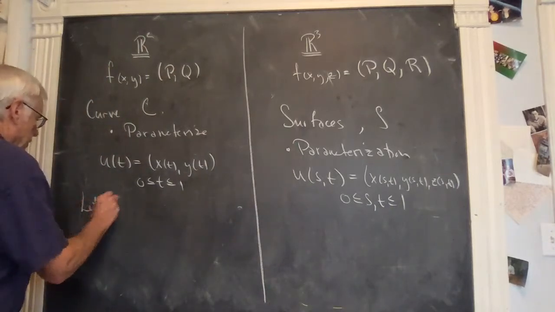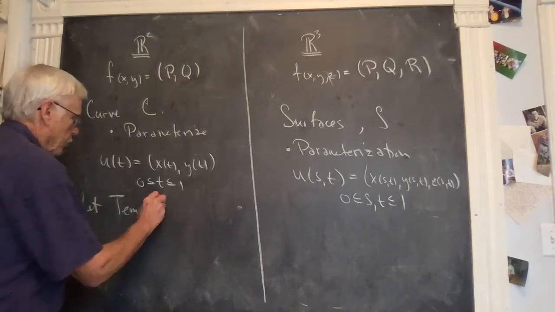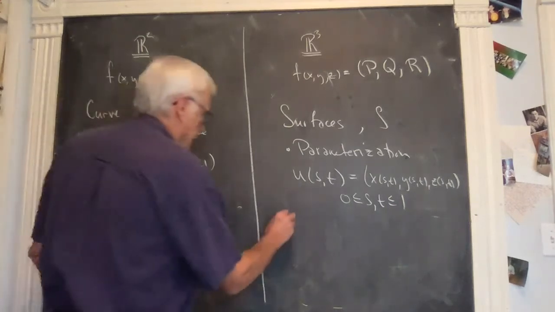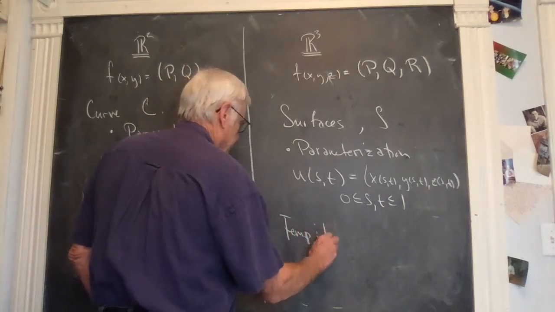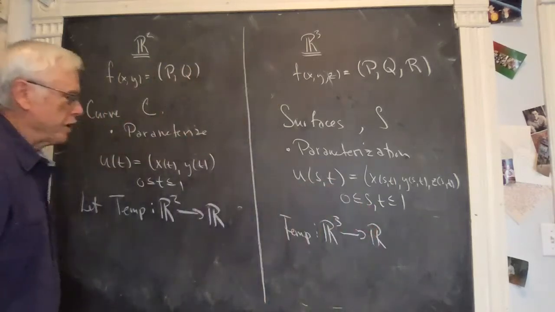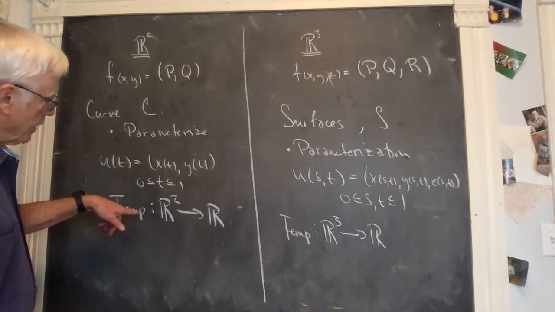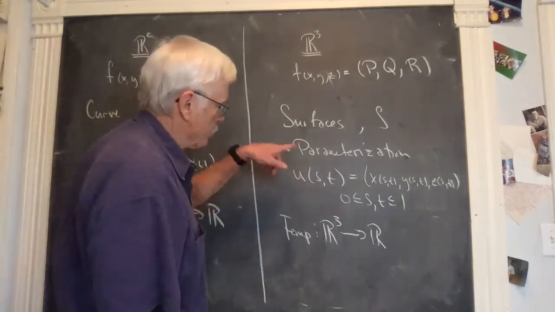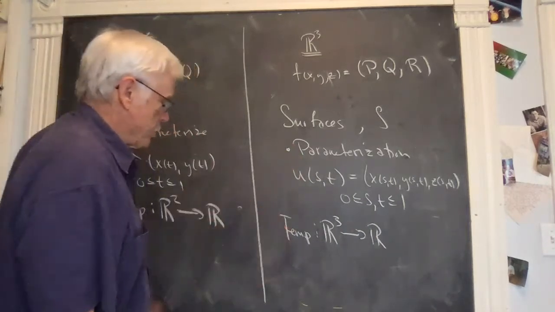Now also let temp be a real valued function from the plane into the reals, and let temp be a real valued function from free space into the reals, continuing this analogy. So one of the things we might want to find is the average temperature on the curve, or over here, the average temperature on the surface. So we want to be able to integrate temperature.